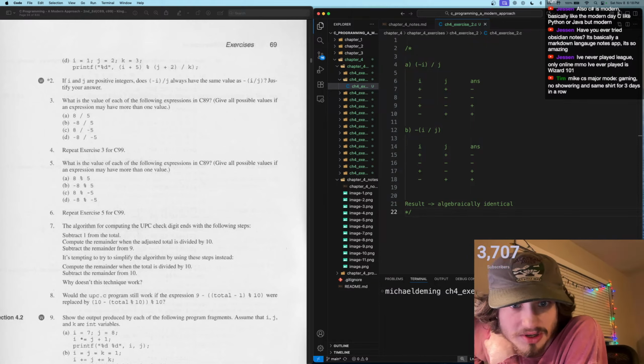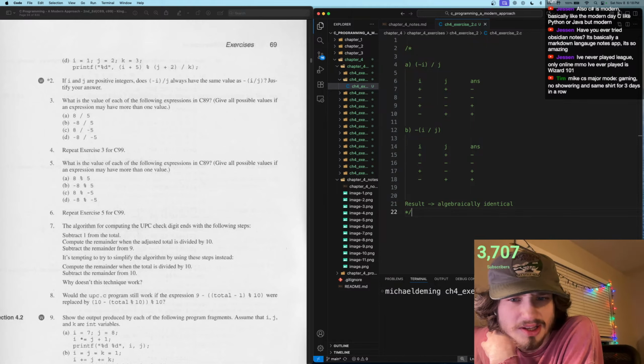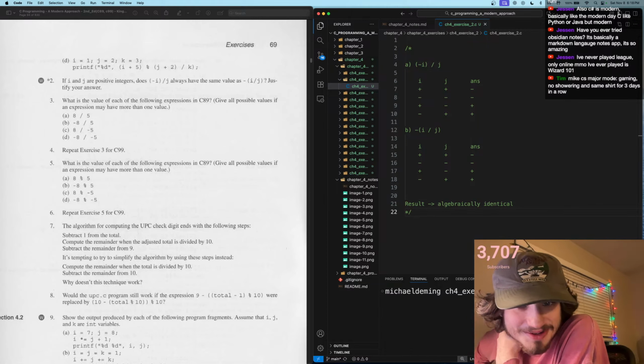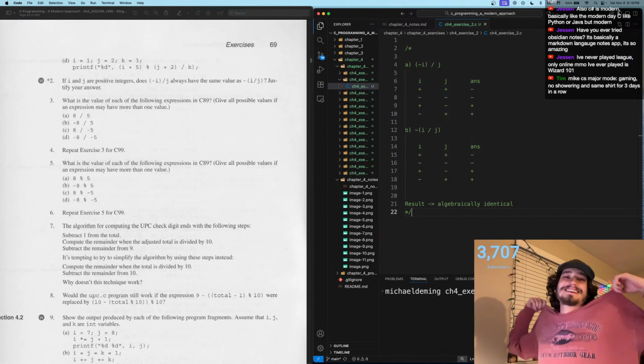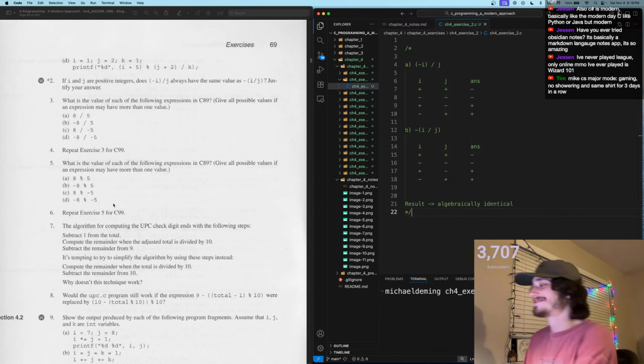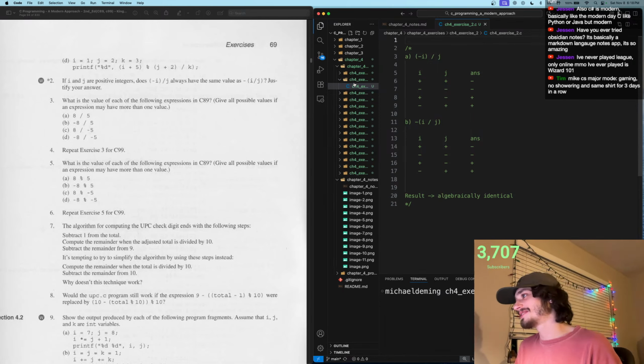Have you ever tried Obsidian Notes? It's basically a markdown app. It's so amazing. I haven't ever given it a fair try. People have been suggesting it though like crazy. I've never played League, the only online MMO I've ever played is Wizard101. Mike: CS major mode, gaming, no showering, and same shirt for 3 days in a row. Yes, sir. You know how I do. We gotta get our washes worth. Pause.